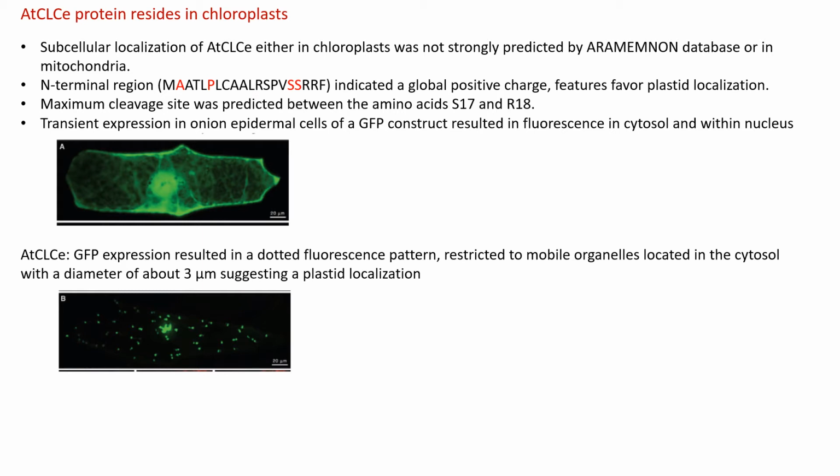The cleavage site is between the S17 and R18 residues in the N-terminal region. And as shown in the first figure of the expression, you can clearly see the fluorescence in the cytosol and within the nucleus, in bright green. There was also a dotted fluorescence pattern, restricted to mobile organelles located in the cytosol with a diameter of about 3 micrometers. This diameter is small enough, suggesting that a plastid localization is possible.